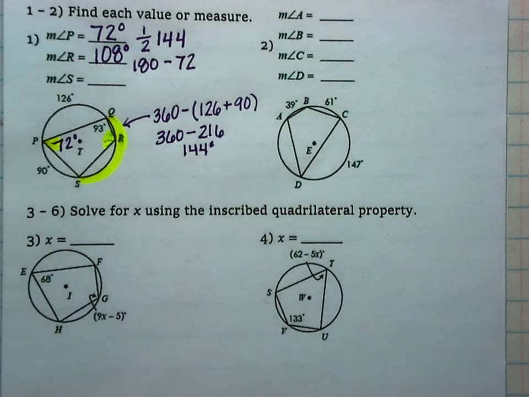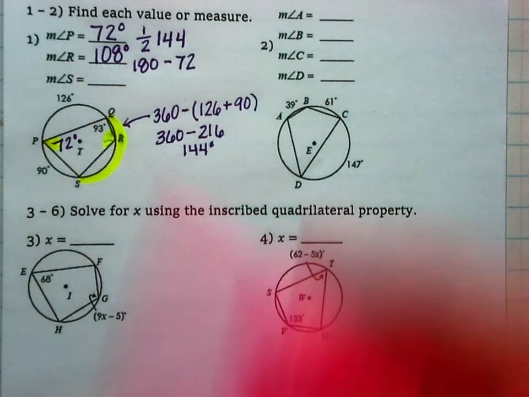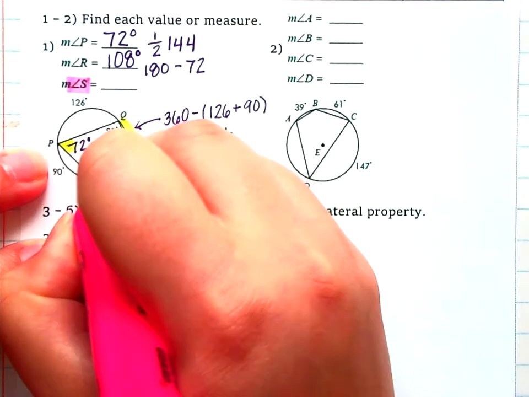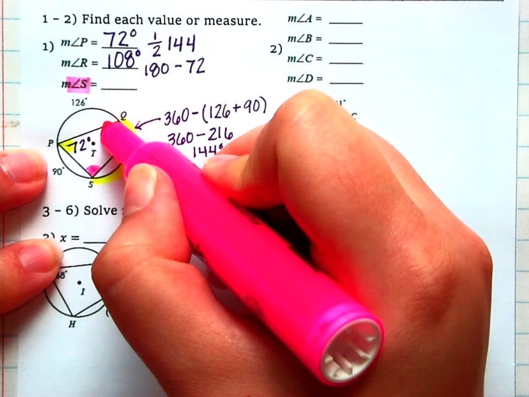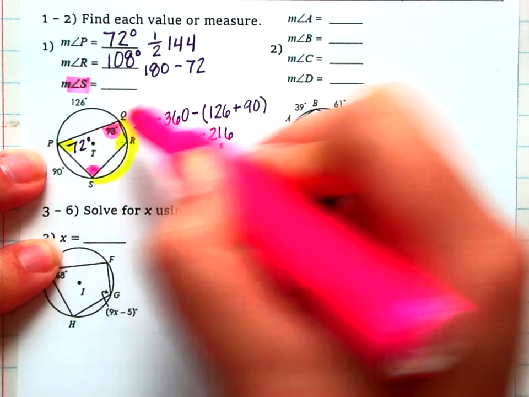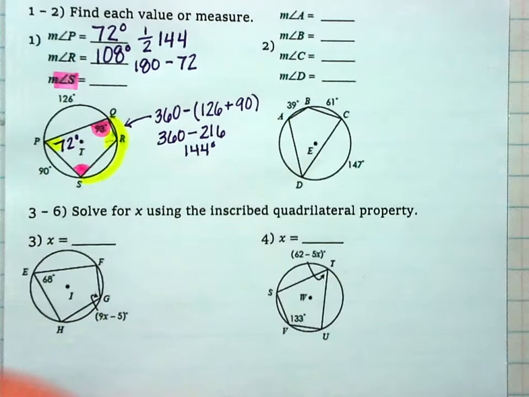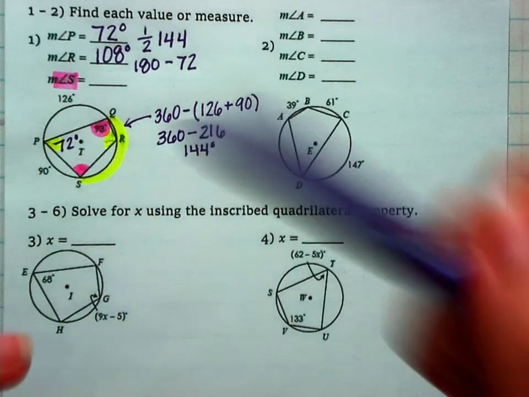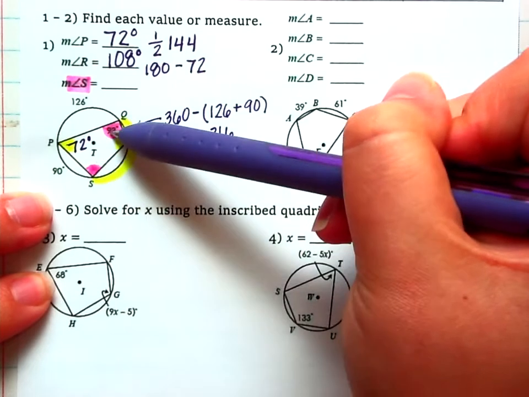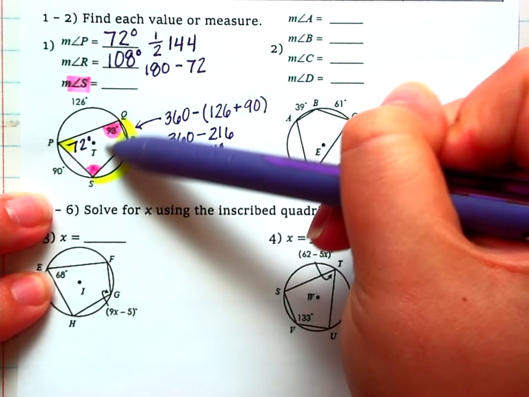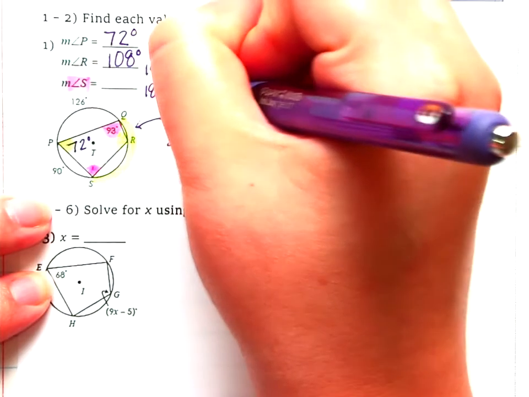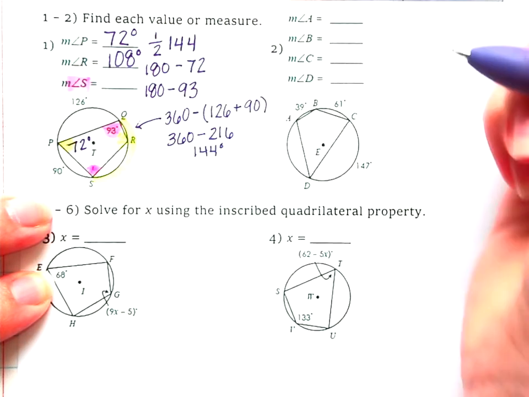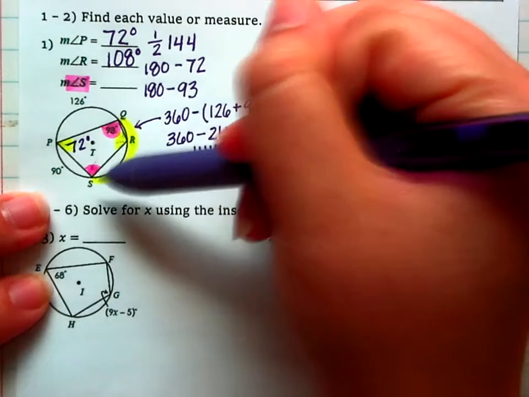Okay, the last one, angle S, is right here. Just looking at the diagram, I noticed that they gave me angle Q. So that is helpful. This is an inscribed quadrilateral, so that means its opposite angles are supplementary. So we're going to do the same thing we just did. We can do 180, take away 93, and that will give us the value of angle S.